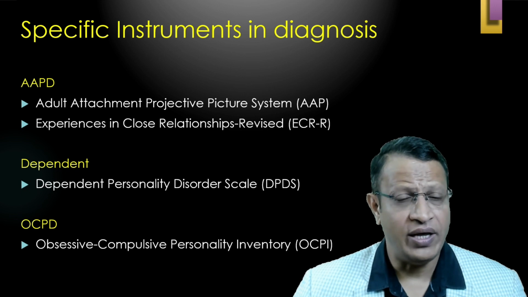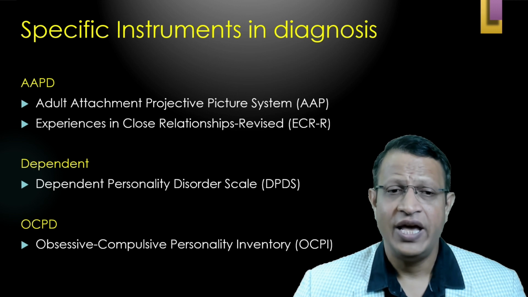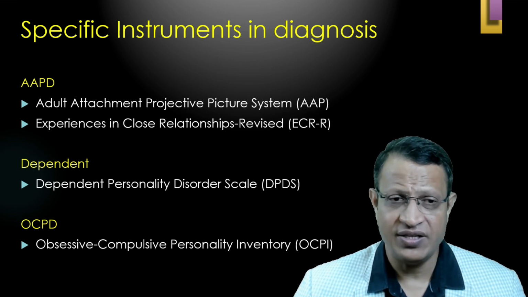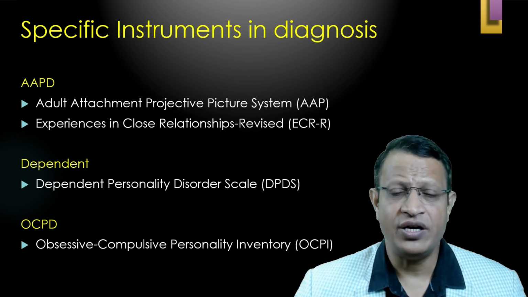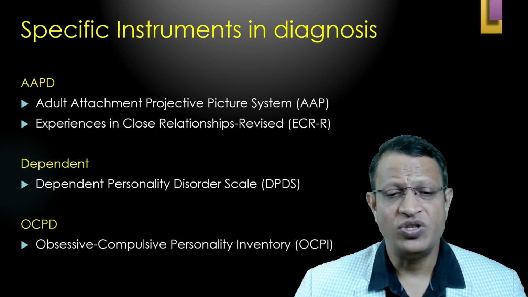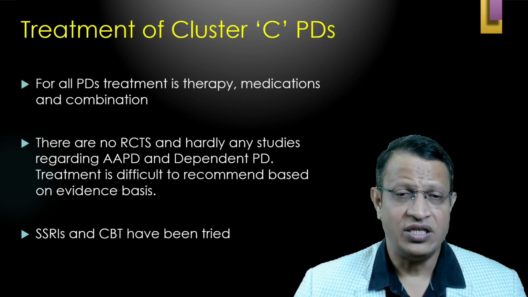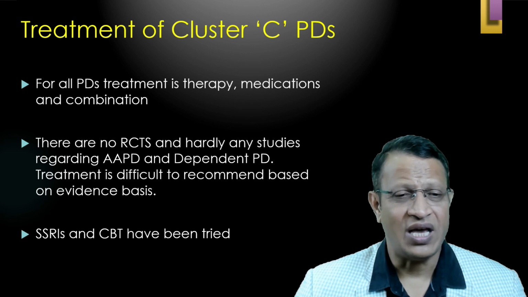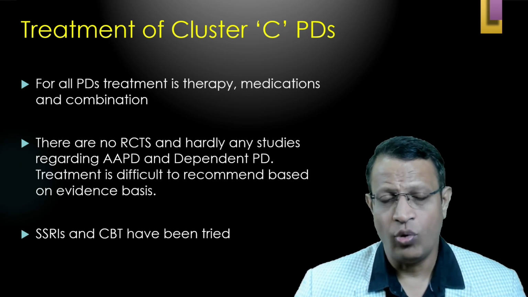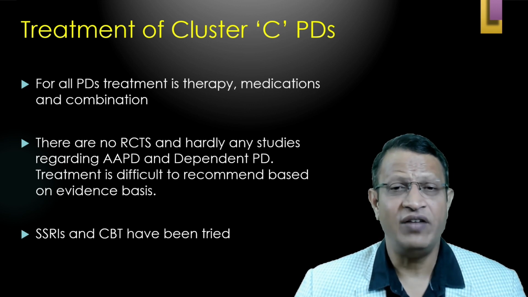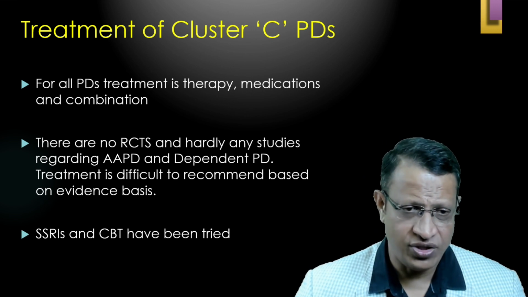With regard to AAPD, you can consider Adult Attachment Projective Picture System, Experiences in Close Relationships Revised. For Dependent PD, you can consider the Dependent Personality Disorder Scale and for OCPD, the Obsessive Compulsive Personality Inventory scales can be used. The treatment of Cluster C personality is challenging to anybody. Unfortunately, we have only few RCTs and few open label trials. Hence, it is very difficult to give any evidence-based treatment recommendation.